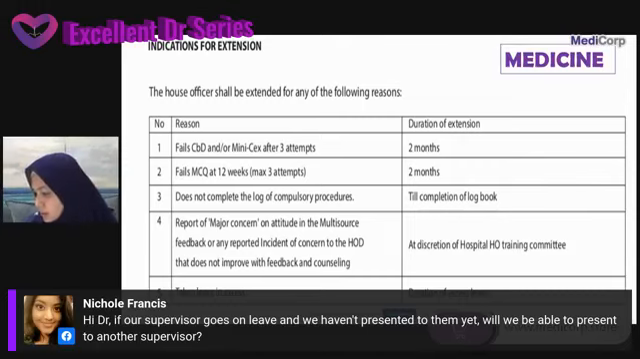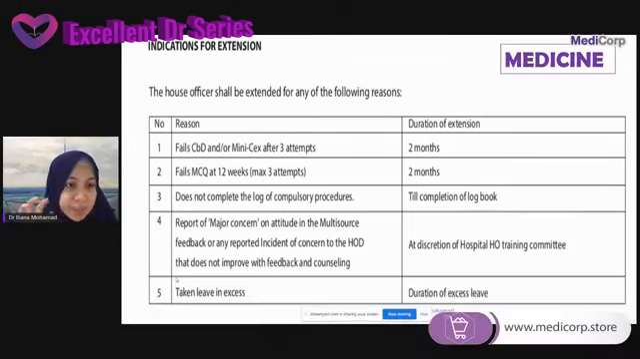Okay, so let's go through. Be careful. Number 3 and number 5 are what I call auto extension. It means the houseman causes the extension themselves, first by not completing the logbook and second by taking leave in excess. So be careful with these two.